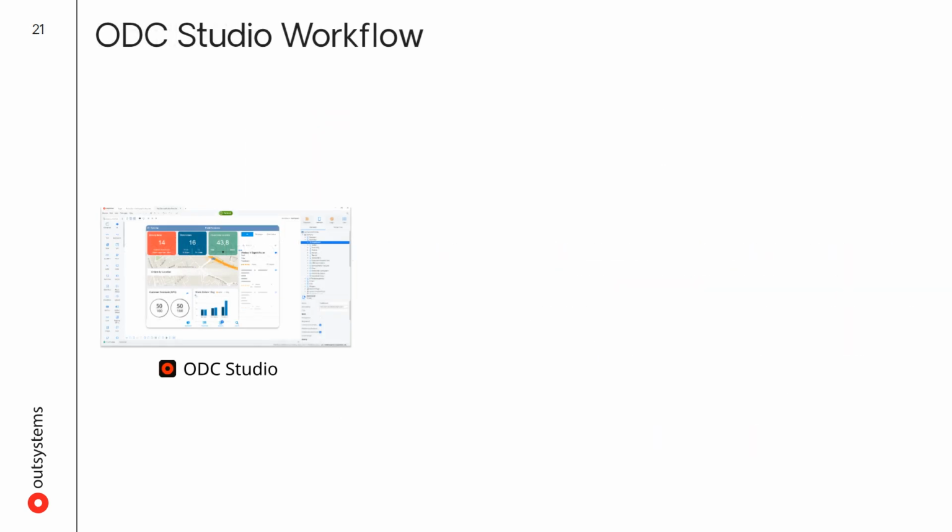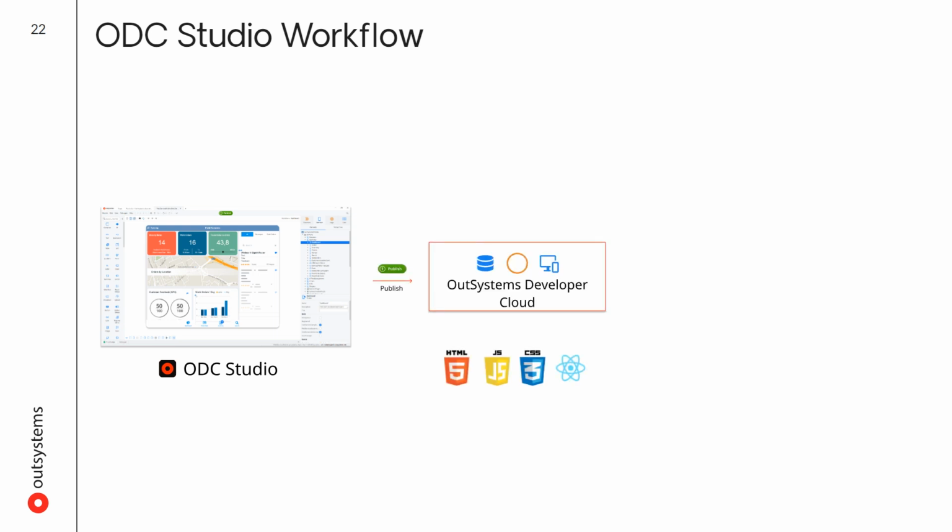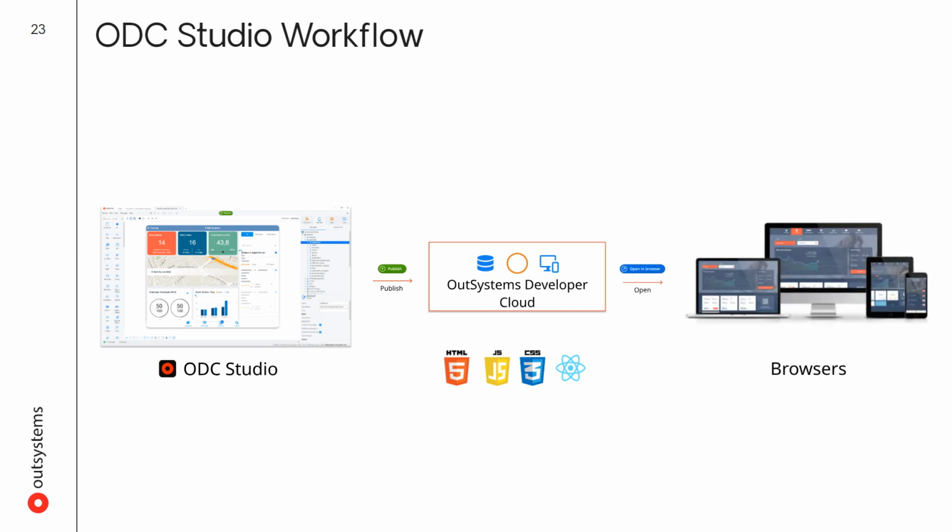ODC Studio is where you, as a developer, will build the user interface, the business logic, and create the data model for your apps. When you publish, ODC will take the code you created and generate the HTML, JavaScript, and CSS that compose your React-based application. This all happens behind the scenes, and the platform completely manages deployment. After publishing, the app will be available to use in browsers or by the device of your choice.